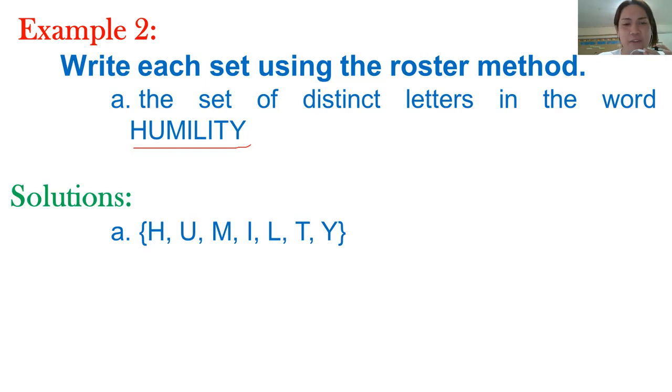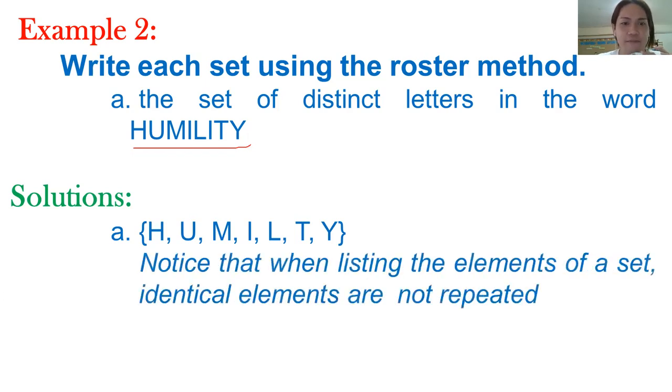Notice that when listing the elements of a set, identical elements are not repeated. So, as you observe from the word humility, using the roster method, what happened? Look at the letters.